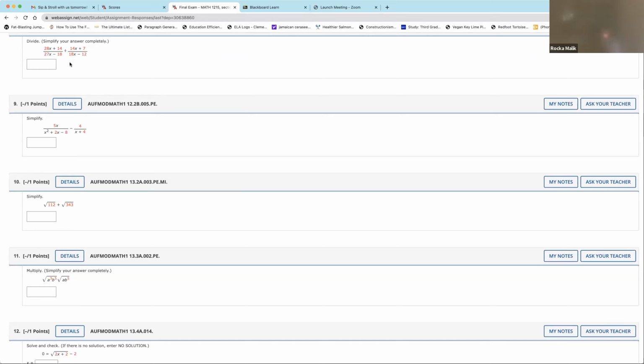Okay, divide. When you divide fractions, you have to flip the second one and multiply instead. So I'm going to rewrite it as a multiplication problem. So 28x plus 14 over 27x minus 18 times, and I'll flip this. The bottom is now the top, and the top is now the bottom.